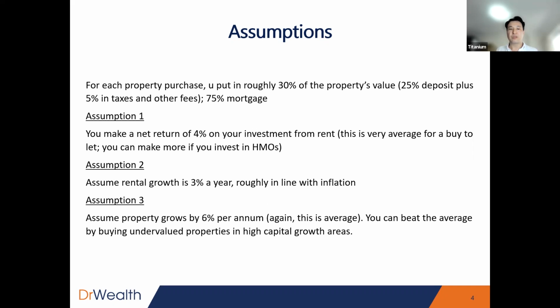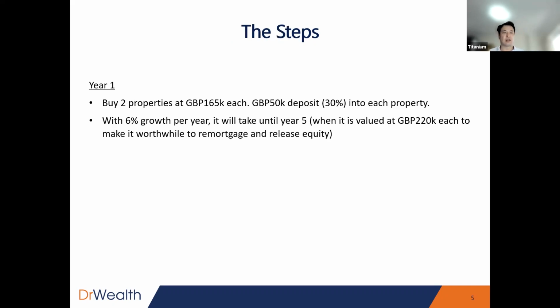So the steps. In year one, you buy two properties at £165,000 each, putting £50,000 into deposit, which is about 30% into each property. With 6% growth per year, you will take until year 5 when each is valued at £220,000 to make it worthwhile to remortgage and release equity.